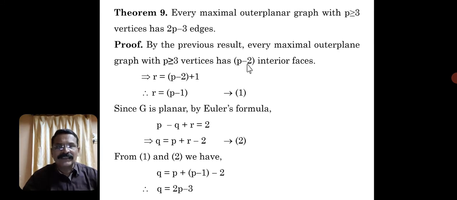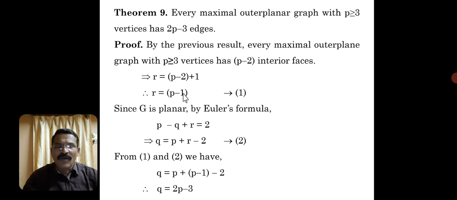So based on this result, now what we can say? Here there are p minus 2 interior faces. So totally, faces are interior faces plus 1 exterior face. So that together is considered as the number of faces. Therefore the number of faces R is equal to the interior faces, that is p minus 2, plus 1 exterior face. It implies the total faces of a maximal outer planar graph R is equal to p minus 1. See, this is the first equation.